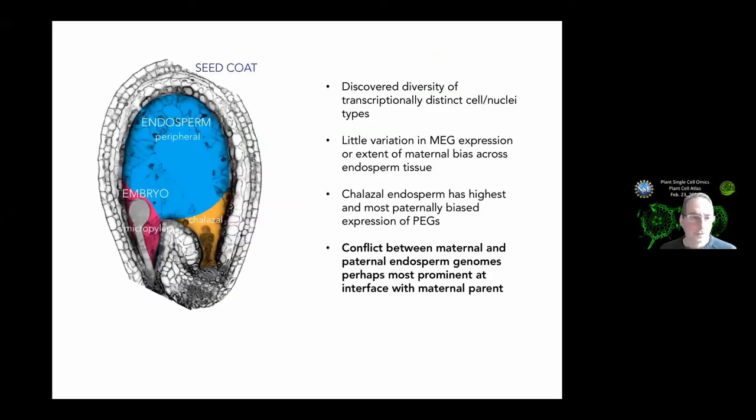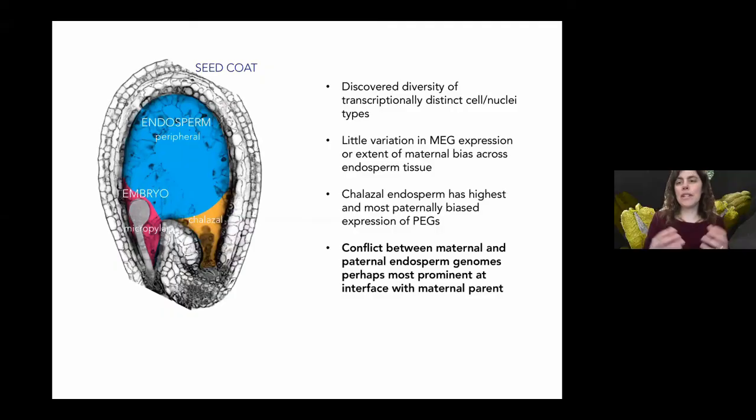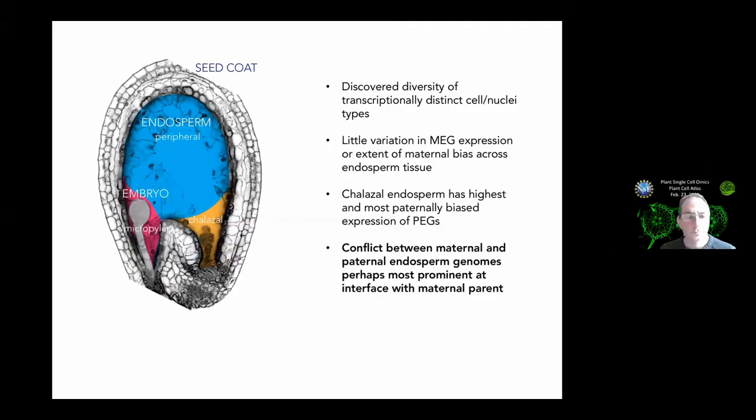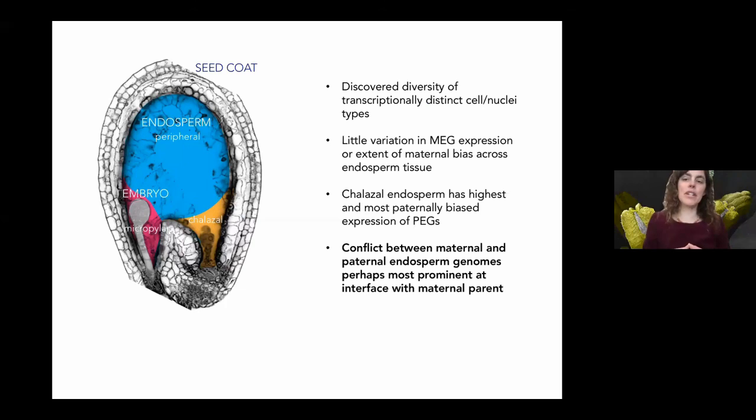Okay, so I'll end there and summarize. From doing this fairly small study of endosperm at 4 days after pollination, we've been able to uncover transcriptional complexity that we didn't know about in the endosperm, including that within known domains, there's additional complexity. We find that there's little variation in MEG expression or in their extent of maternal bias across different endosperm nuclei types, but that in the callosal endosperm, there's the highest and most paternally biased expression of PEGs.